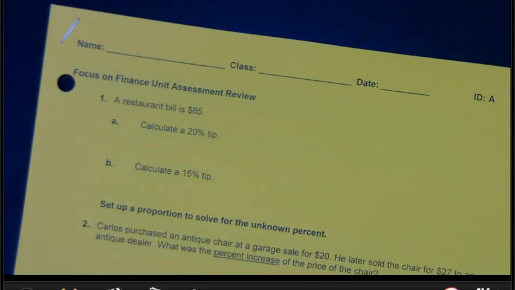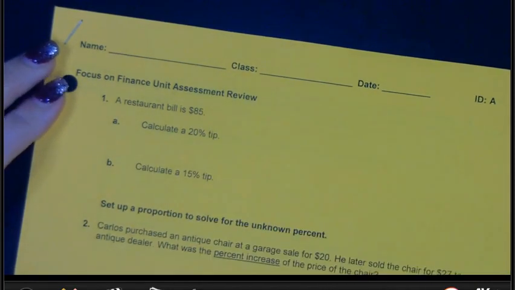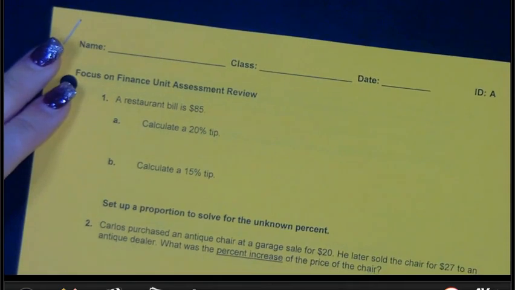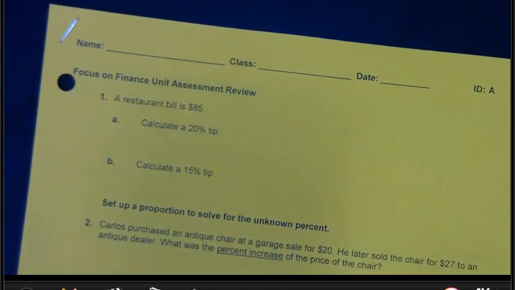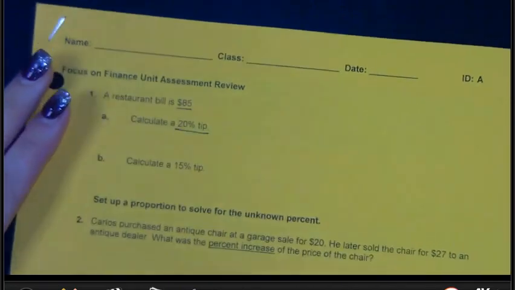All right, if you guys would grab out your Focus on Finance Unit Assessment Review, we're going to go through the entire thing. All right, so number one, a restaurant bill is $85. I want to calculate a 20% tip.